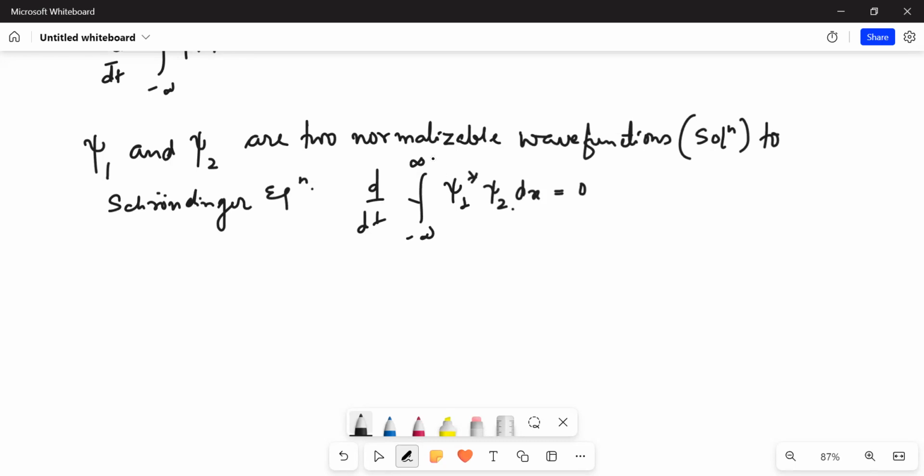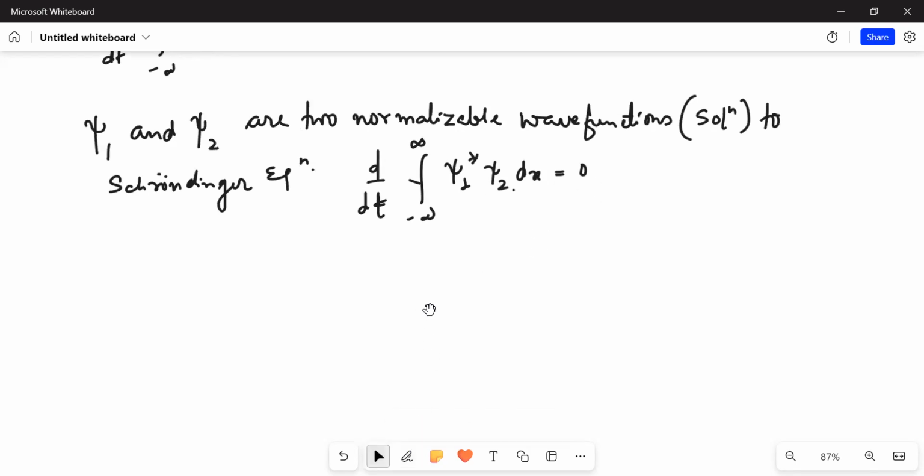Now here I have taken a different case. If these two are normalizable wave functions to a Schrodinger equation, then this particular mathematical construct, psi 1 star psi 2 dx, obviously does not have any physical representation, but later on we will see that it represents an inner product of psi 1 and psi 2. All these things you are going to see later on, but right now just consider that d by dt from minus infinity to plus infinity of psi 1 star psi 2 dx will also be 0.